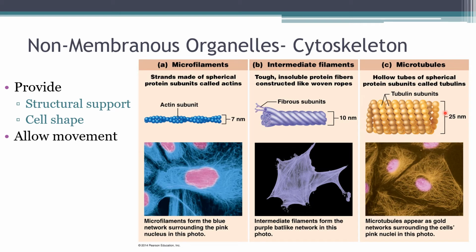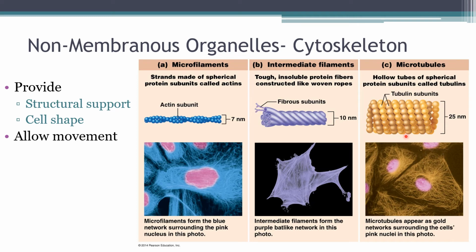Okay? Next are microtubules. These are the largest cytoskeletal elements. They are stiff but bendable. They are hollow tubes. So notice that this is a big structure. The tube is hollow, made of these spherical proteins called tubulin proteins.